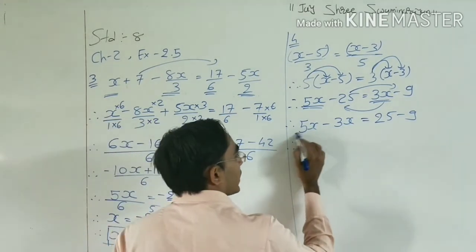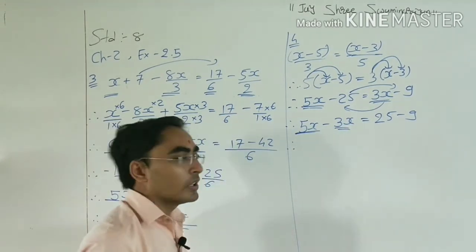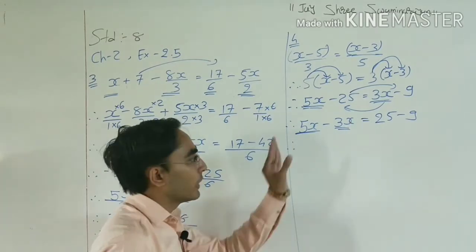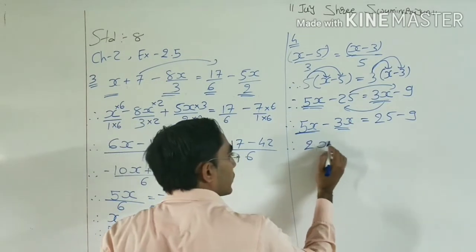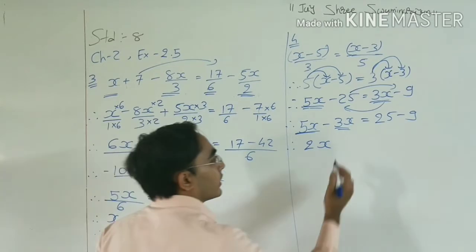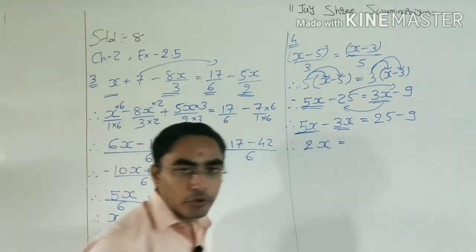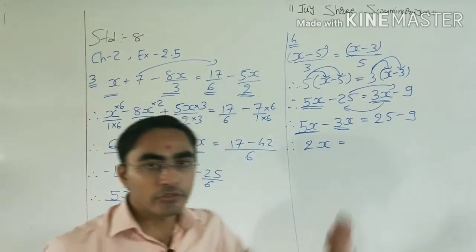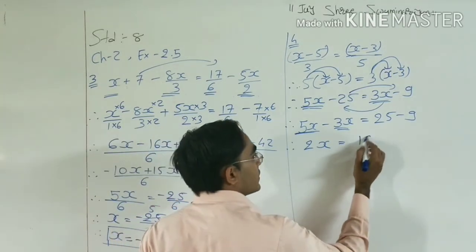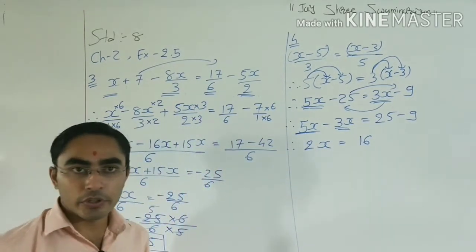Now in the left hand side, these two are like terms. So 5 minus 3, 5x minus 3x, 2x. And the big number's sign is positive. Here 25 minus 9, it is 16. The big number's sign, again it is positive.